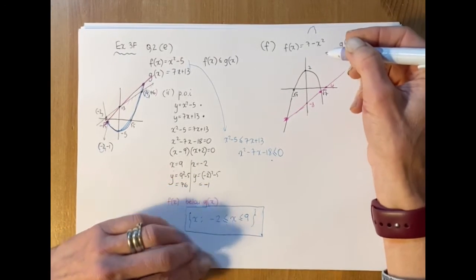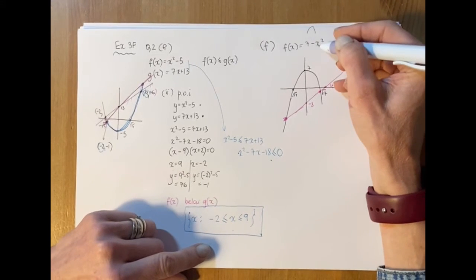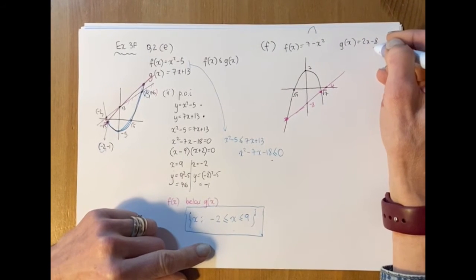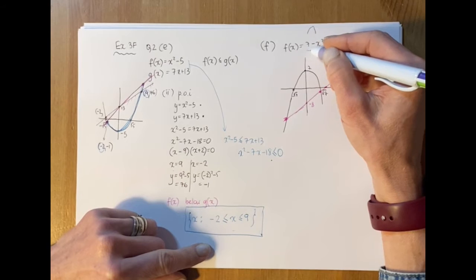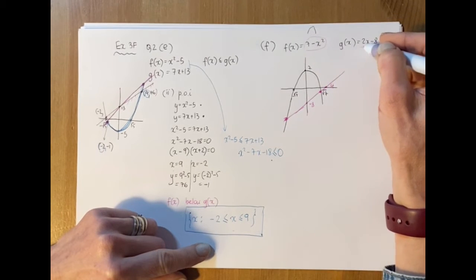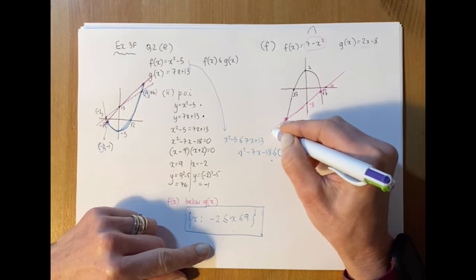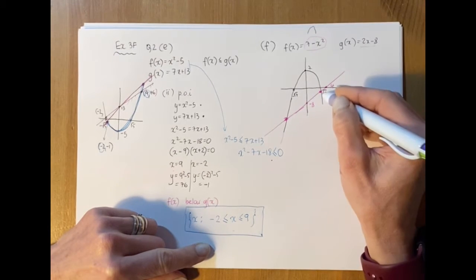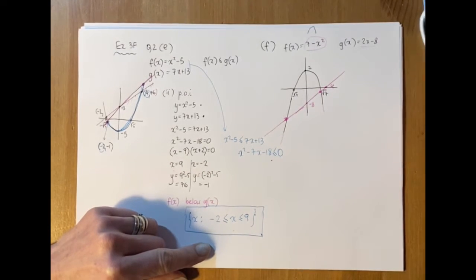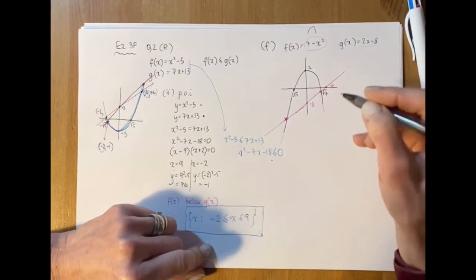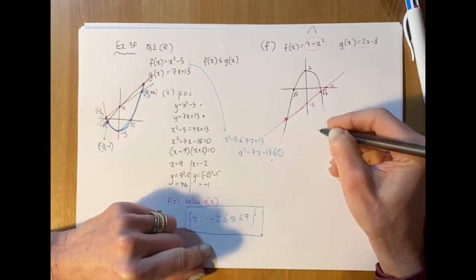And when we are looking for when f of x is below g of x, we are looking for when the quadratic is under the line. So you're not going to be looking at this part, we're going to be looking at this part because that's when it's under. But that's in a moment. Let's find those points of intersection. We are going to do this algebraically.